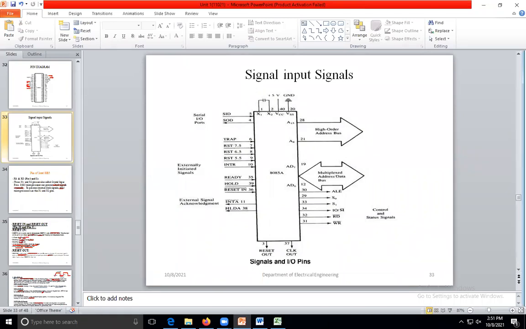Clock is already given. Ground is also given. VCC is given. Input, these are 3 pins. 3 pins, ALE is given.